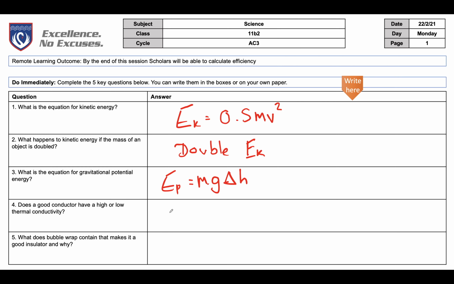Does a good conductor have a high or a low thermal conductivity? So it's quite obvious it's got a high thermal conductivity. It transfers energy easily. If you were looking at an insulator, that would have a low thermal conductivity. Bubble wrap contains air, which has a low thermal conductivity.